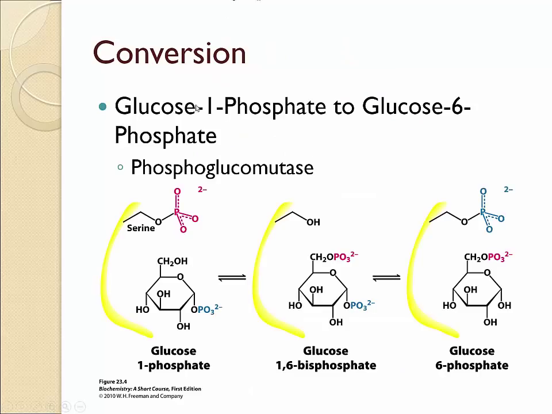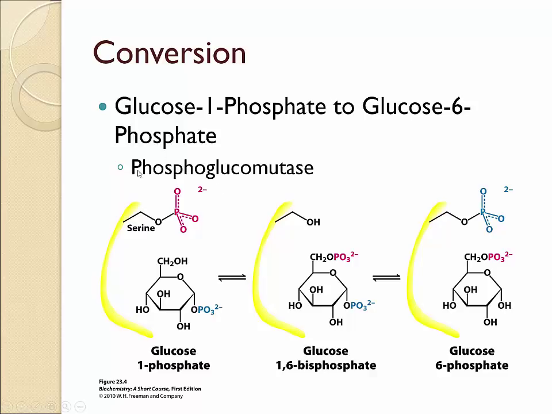Now, we have glucose 1-phosphate, and we need to convert this to glucose 6-phosphate. This is actually the reaction that's going to get us into glycolysis, because our product is glucose 6-phosphate, which is the first substrate, the first metabolite in glycolysis. Well, after glucose, obviously. So how does this happen? Glucose 1-phosphate to glucose 6-phosphate.